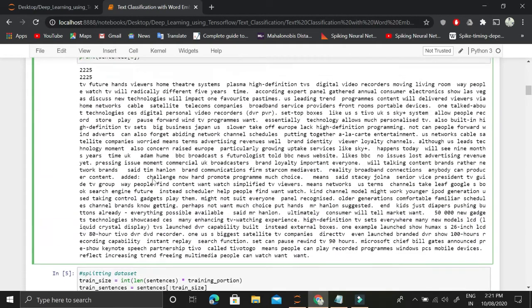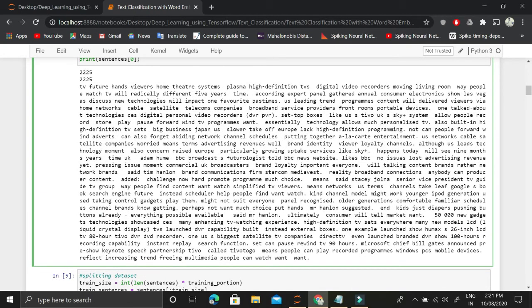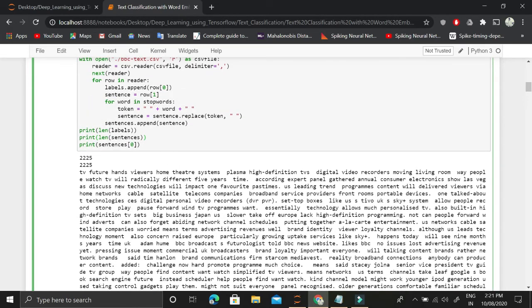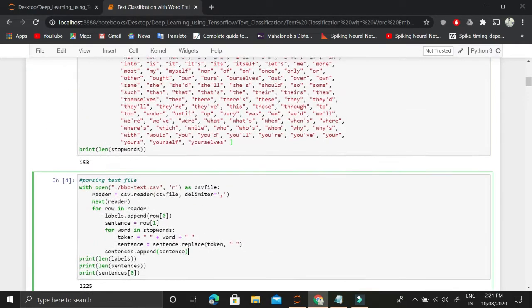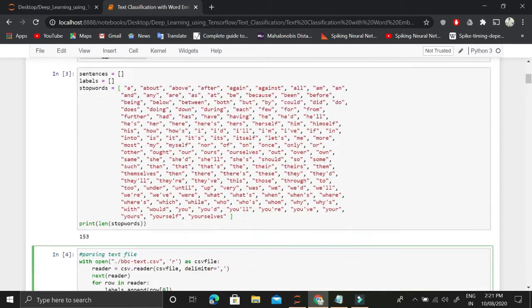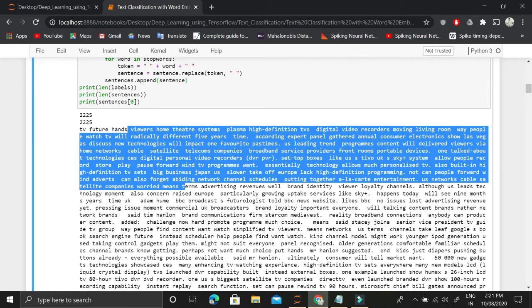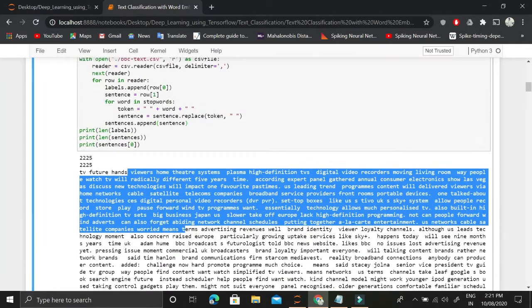Okay, given these sentences, this is the whole sentence: TV, future, hands, viewer, home, theater, systems, plasma. Why does it not make sense for us at this point in time? Because we have replaced these stop words. Removing these stop words actually makes it kind of difficult for us to understand. However, the meaning is still captured inside these sentences. The most important words are still there, and they will be used for the classification task.